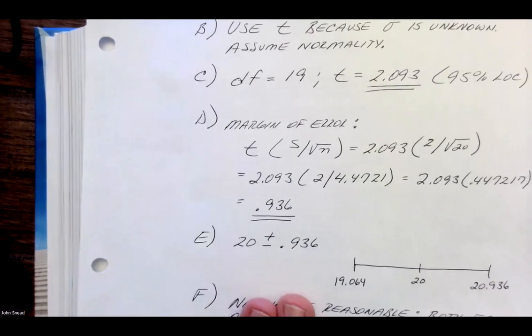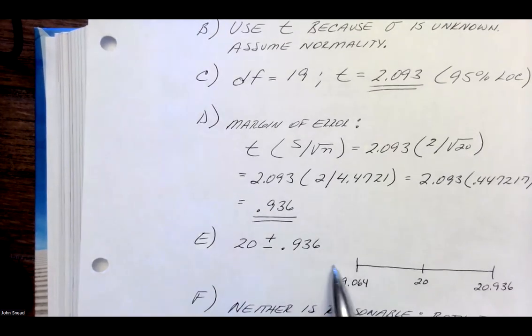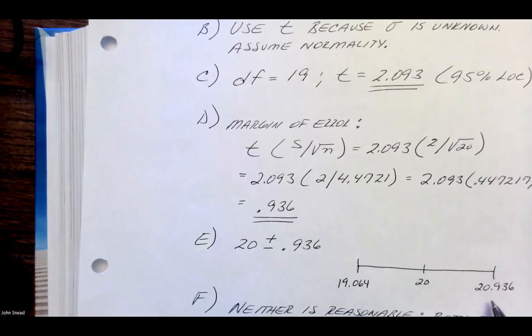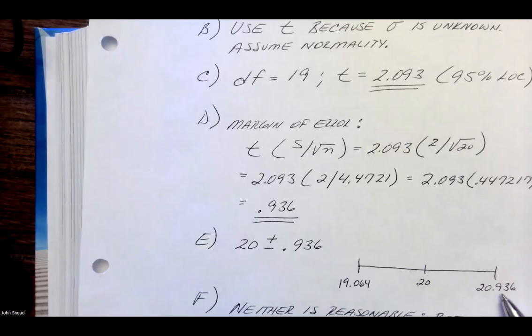If we show this graphically, again, this would be our t-distribution. Our point estimate is 20, the lower end of the 95% confidence interval is 19.064. On the upper end, 20.936. Had this been a 99% confidence interval, this value would be lower, this value would be higher. Had this been a 90% confidence interval, this value would be higher, this value lower. Again, that's the trade-off between precision and level of confidence.